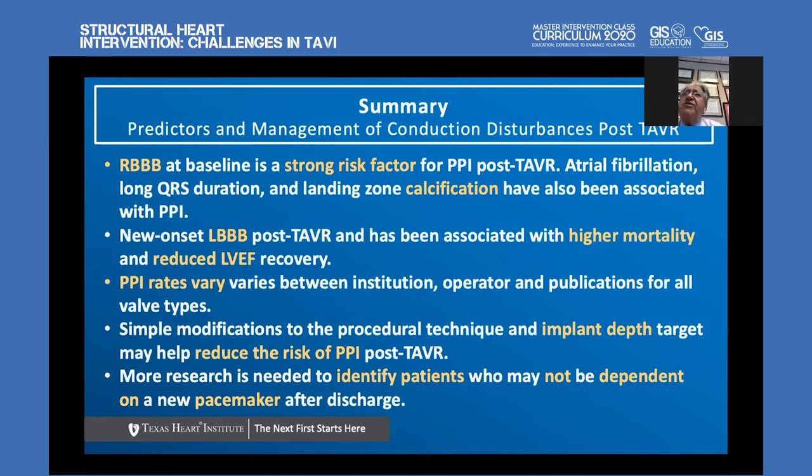So obviously there are certain needs for deployment designs that will be more user friendly and safer to avoid those sometimes catastrophic complications. Thank you very much for your attention.